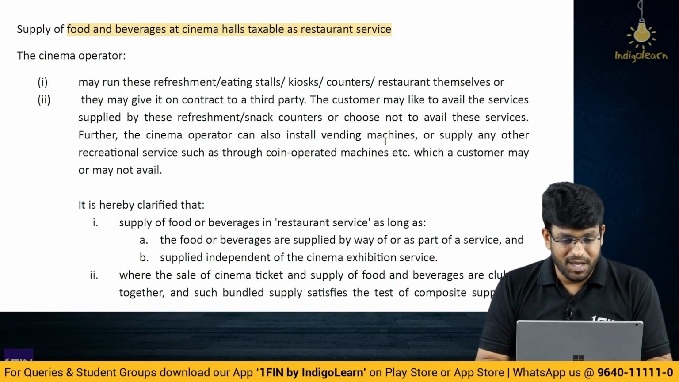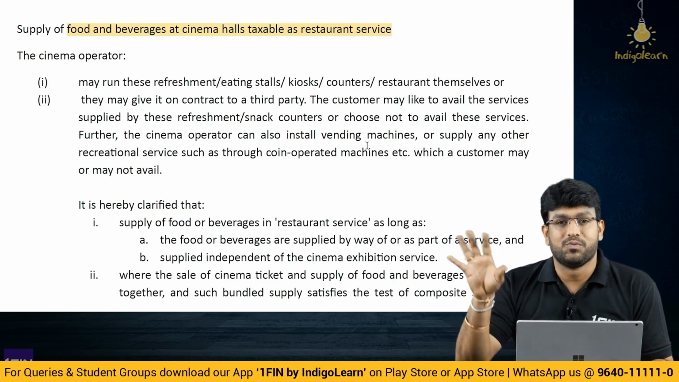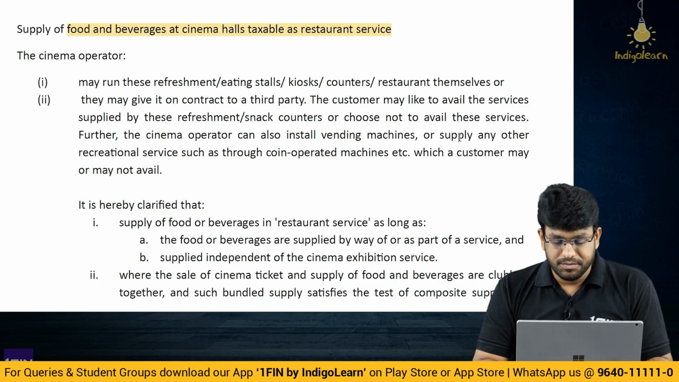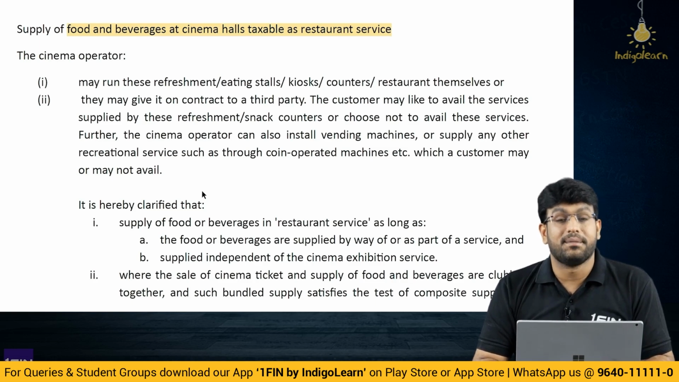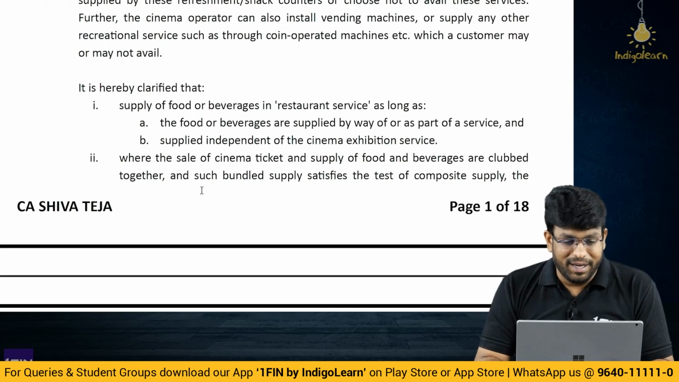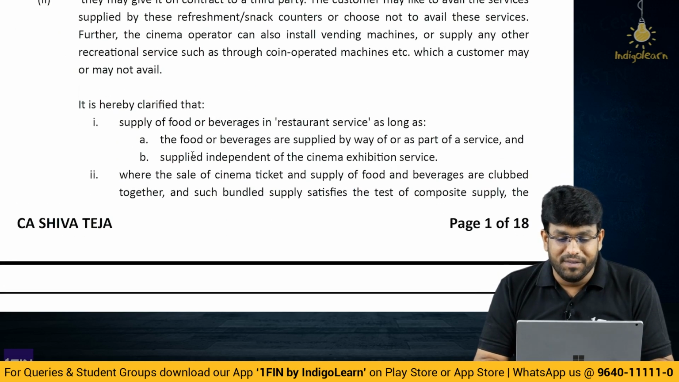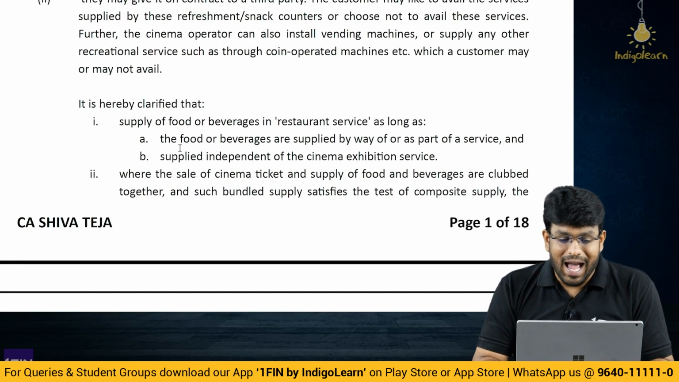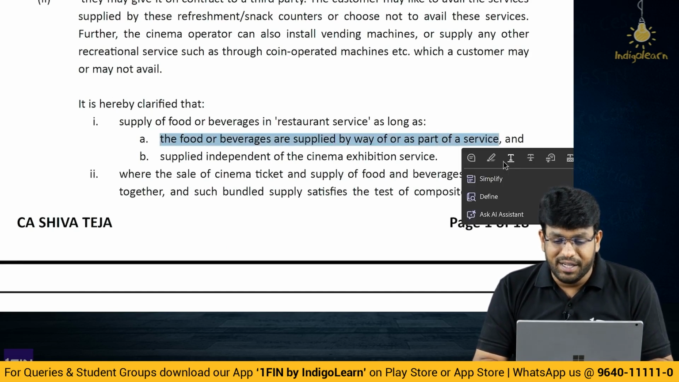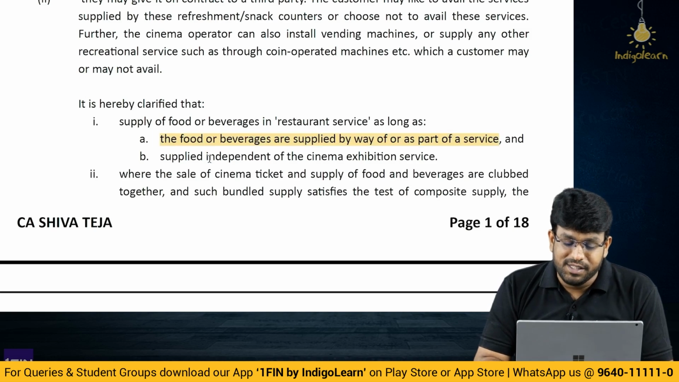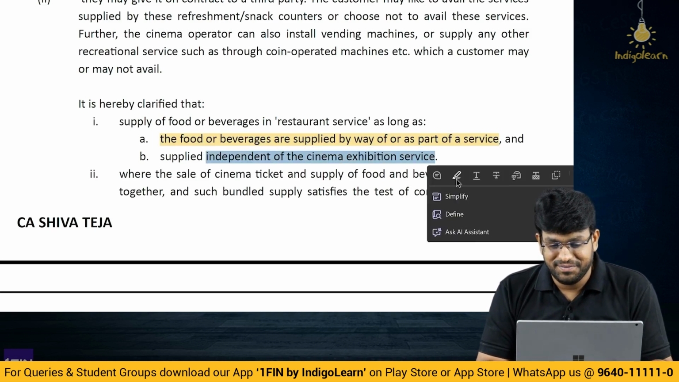Exactly. Next. Further, the cinema operator can also install vending machines like Coke or some cool drinks, water bottles, or supply any other recreational service such as through coin operated machines, which a customer may or may not avail. It is hereby clarified that supply of food or beverage in restaurants is restaurant service as long as the food or beverage is supplied as a part of service and it is supplied independent of exhibition of cinema service.